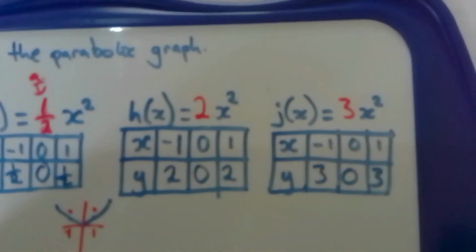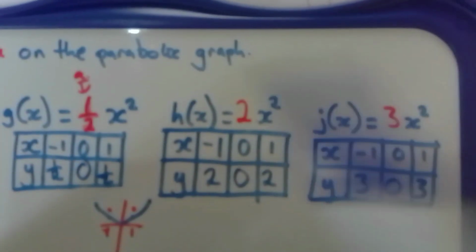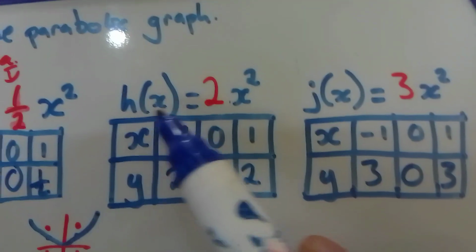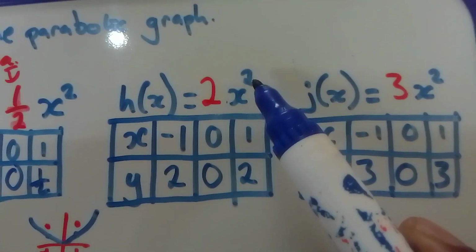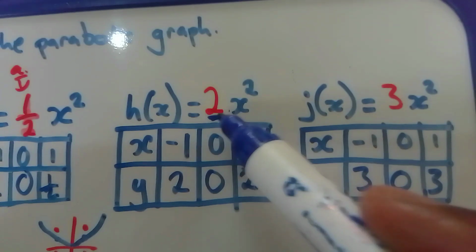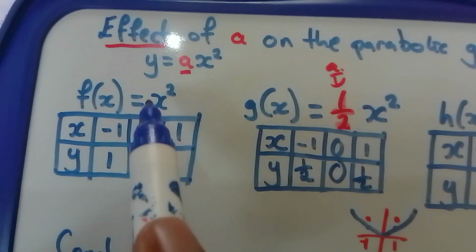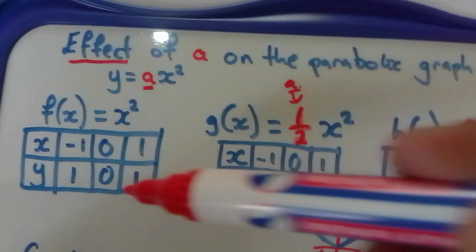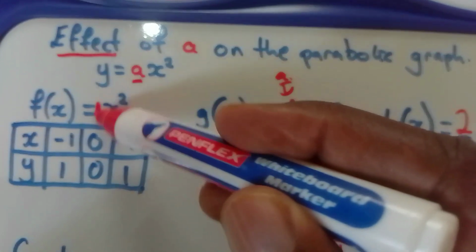Now let's observe bigger values. Here now we're having what? The graph which says h(x) is equal to 2x squared. Now 2 is bigger than what? Here at f(x) = x squared, there is an invisible 1 here, and 1 is smaller than 2.